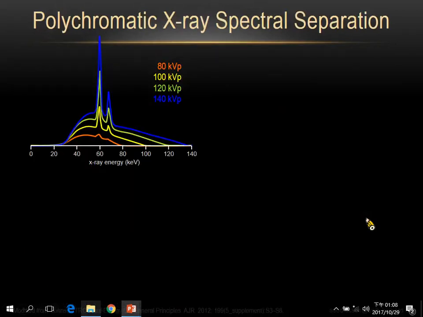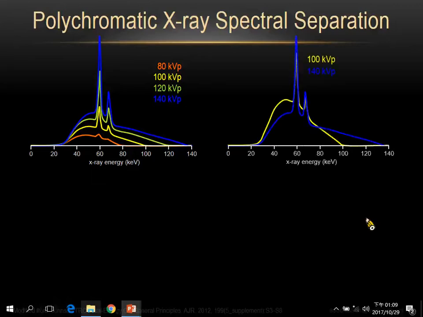Here's how that looks. If we have X-ray spectra at different kV values, we can see these spectra look like so. If I pick two of these, in this case 100 and 140 kVp, you can see that there's a lot of overlap between these spectra. There's a very slight difference in the mean energy of this spectrum compared to this spectrum, but this is not good spectral separation. So what can we do to improve spectral separation?